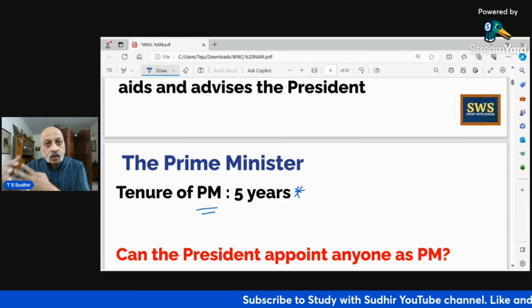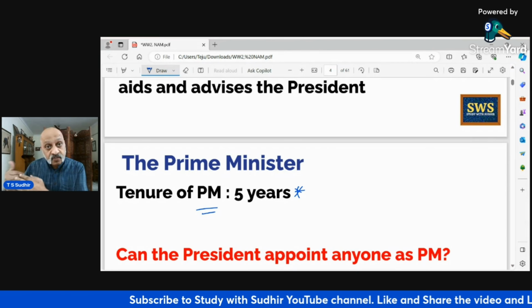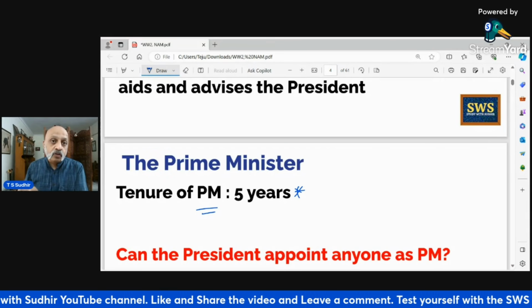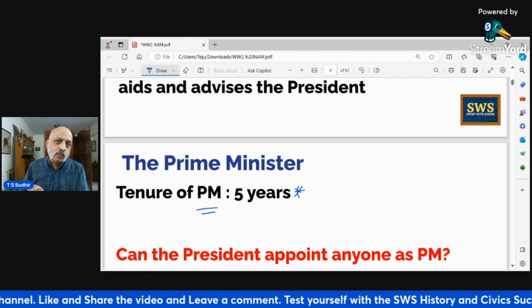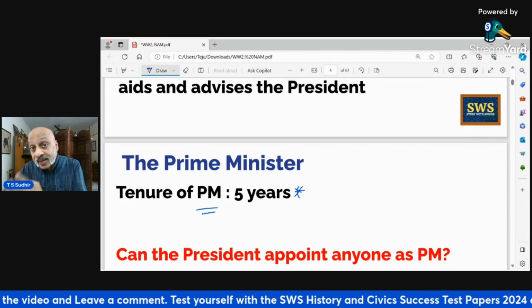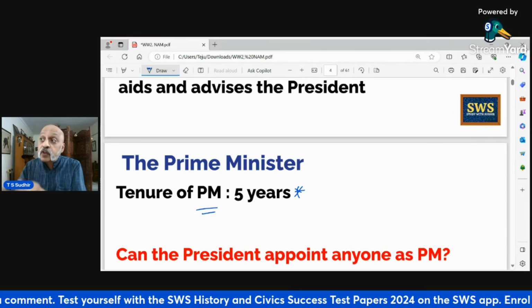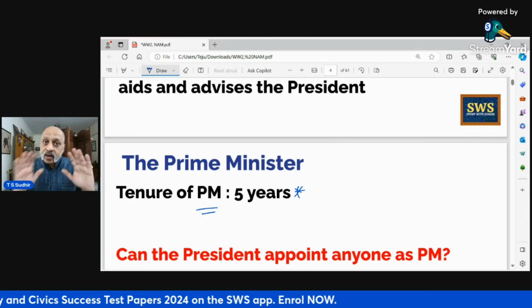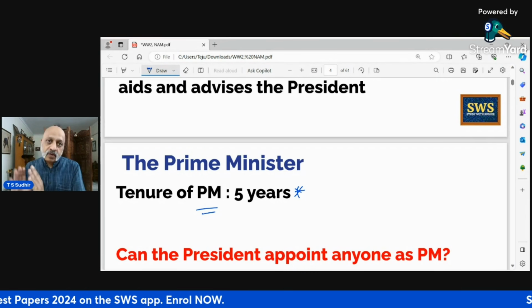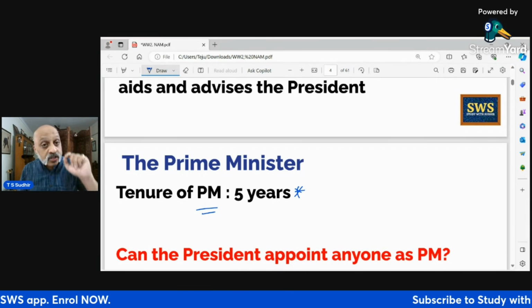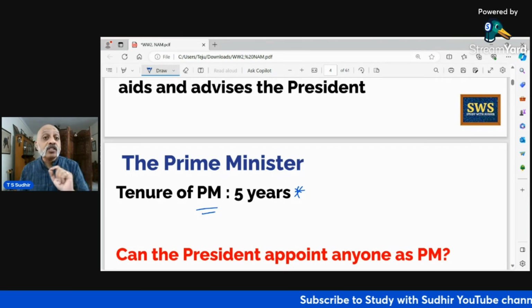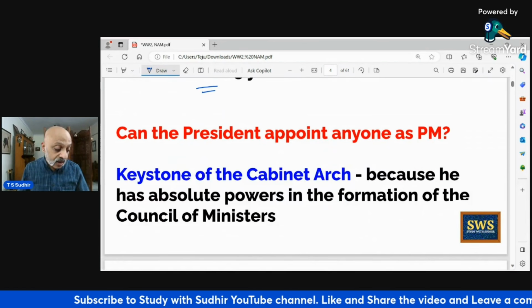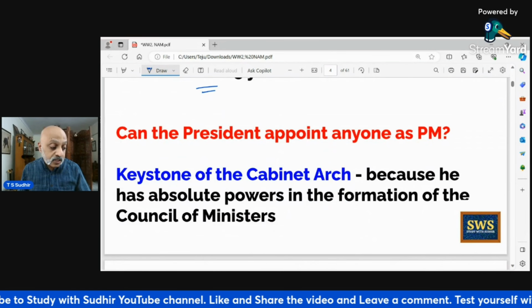The government collapsed, like in the case of the Janata Party between 77 and 80, or in the case of Deve Gowda, where a no confidence motion was pending, and he resigned before the no confidence motion could be taken up in the Lok Sabha. Or in the case of Vajpayee, where he was defeated because of a no confidence motion. So all these things can happen, and therefore it is 5 years subject to some conditions. I hope you have understood this, because this can be an understanding based or application based question that could be asked. Now, can the president appoint anyone as the prime minister?